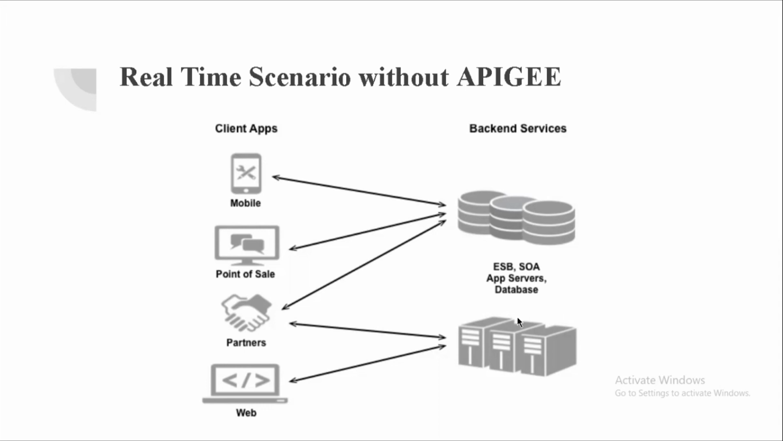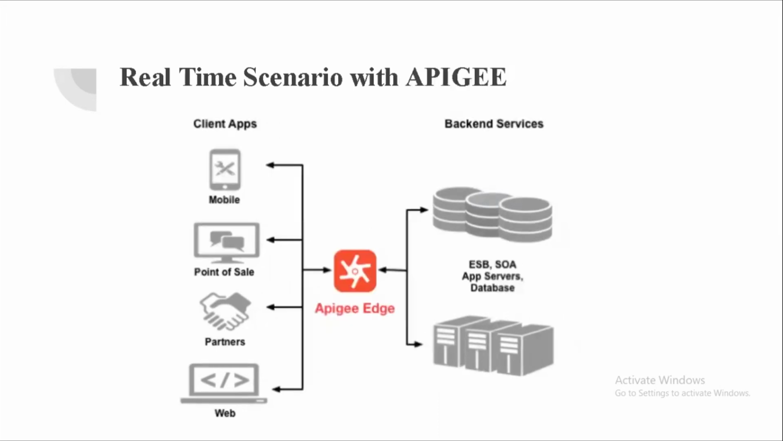But when you expose your backend services using Apigee or any API gateway management tool, the client or the consumer need not worry about what technology and what language has been used for writing the backend services. This is how it looks when we get Apigee in between the consumer and the backend service.